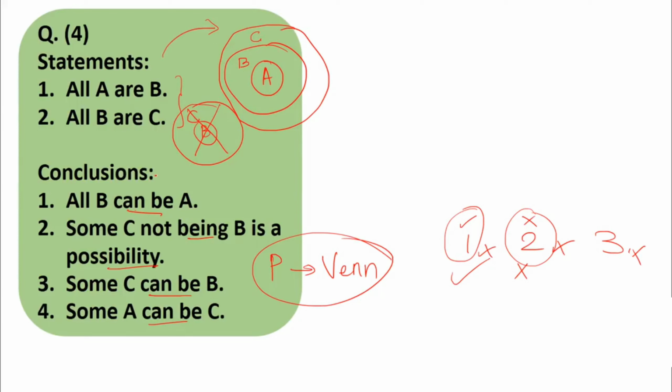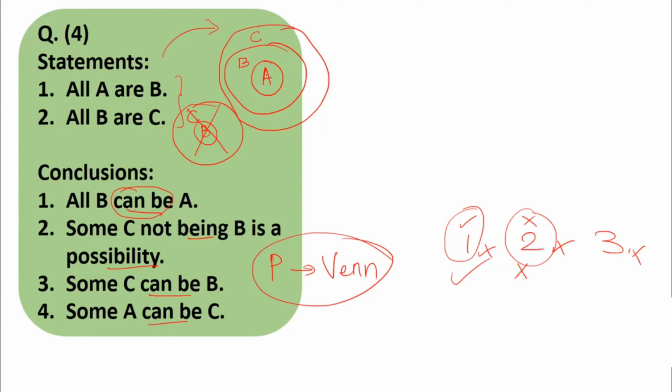Now the conclusions, right? Come to the conclusions. First is all B can be A. From this diagram of A and B, where all A are B, can you say that all the B can be A? Can be means possibility. So this is a possibility conclusion. We have to check whether this possibility is true or not. Over here, can you say that all the B can be A? No, we cannot say. We can say that some part of B is A, but we cannot say that all the B can be A.